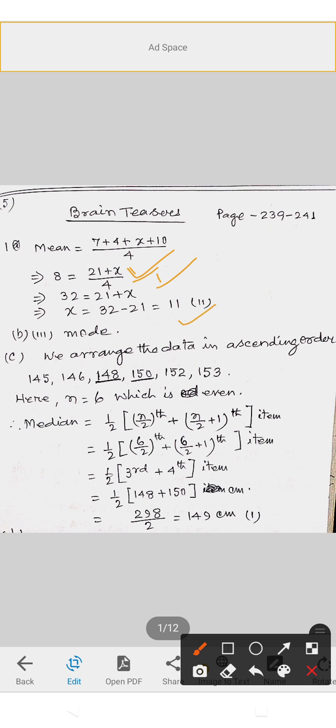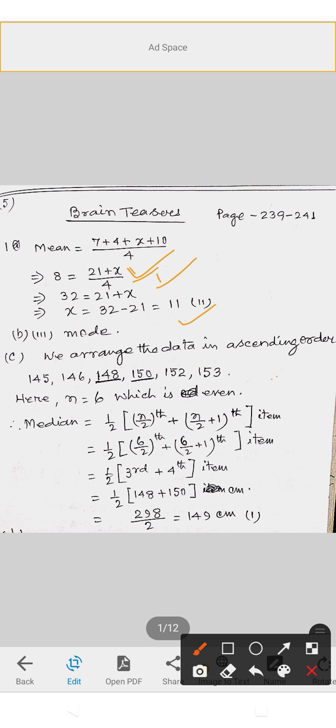Now B, the observation that occurs maximum number of times in a data is called mode. Option 3 is correct. C, the heights in centimeters of 6 students in a class are 145, 152, 148, 150, 153, 146. The median of the heights is.